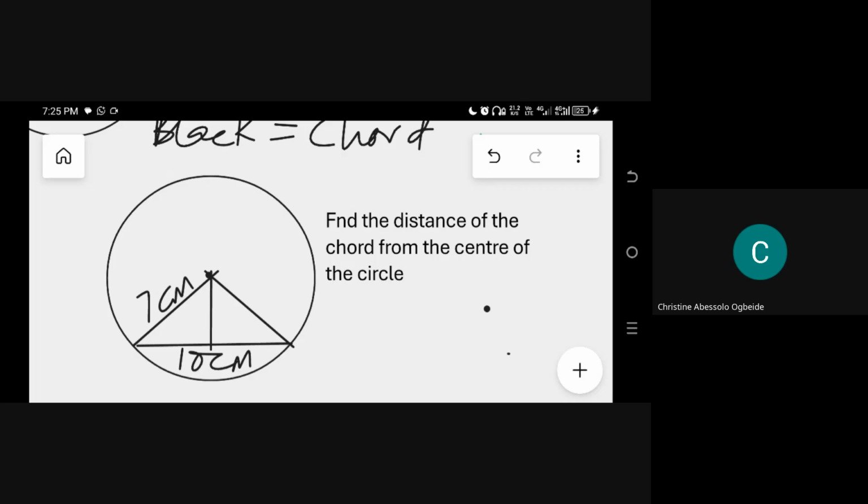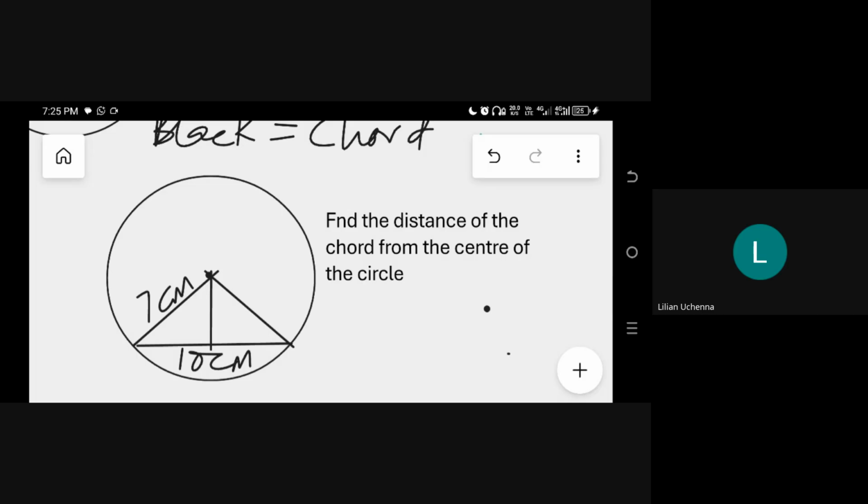The distance of the chord. What line is it? That is the vertical line, is it not? Yes, the line in the middle of the triangle. Yes, exactly. So the line at the middle of the triangle, that's, let's say, the height of the triangle. That's what you're looking for.